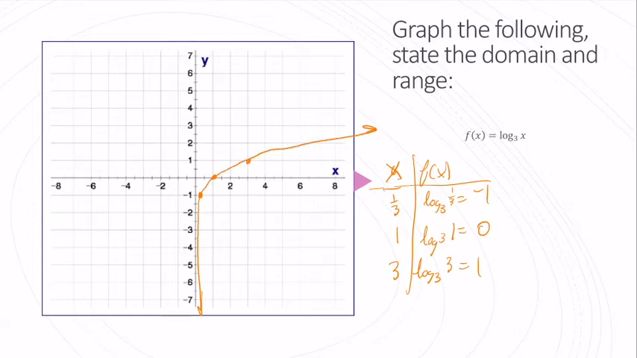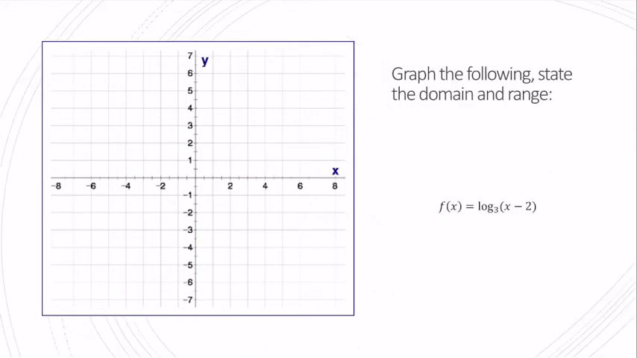Perfect. Remembering that x equals 0 is my asymptote. So let's graph the function log base 3 of x minus 2.